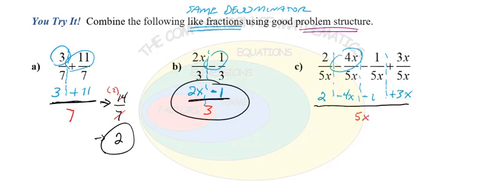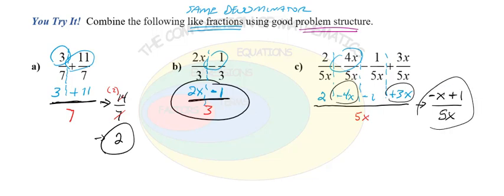So again, we created that one big fraction. Now we can simplify the numerator in this. If we do that, we have a couple of x terms. We have a negative 4x and a positive 3x. That's negative x. Then we have a 2 and a negative 1. That's plus 1. And then that would be all over 5x. And again, we cannot simplify this term.